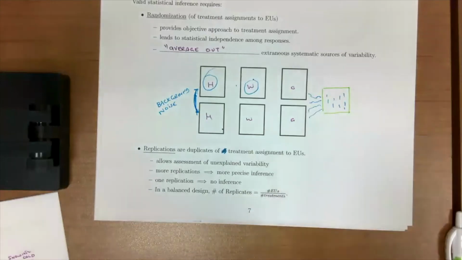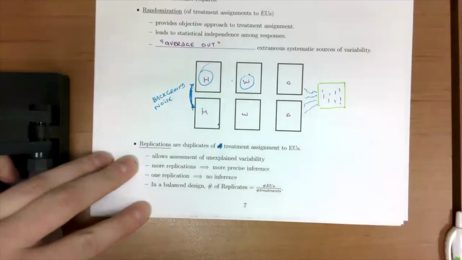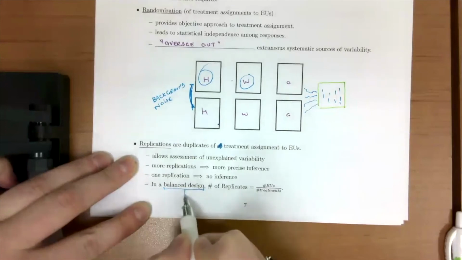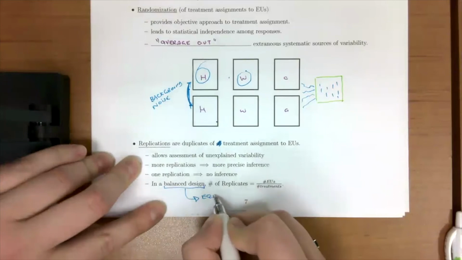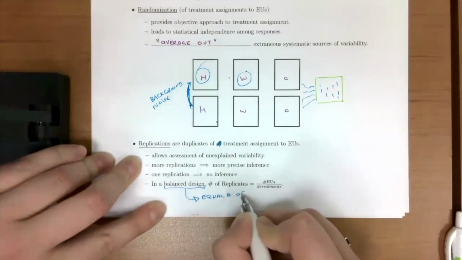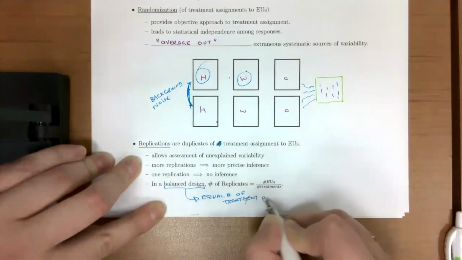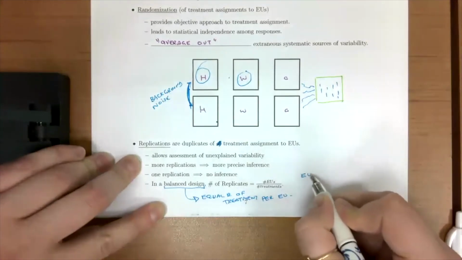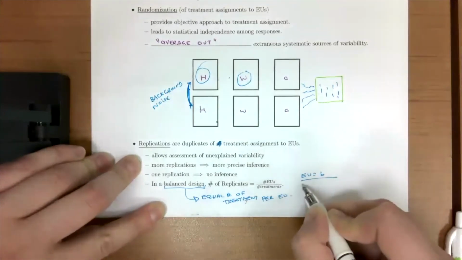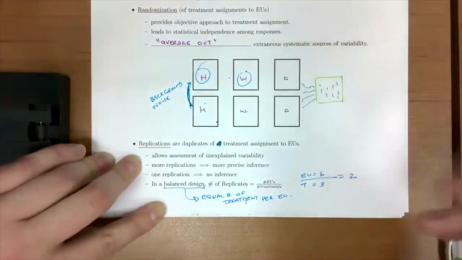Also, as a note, in a balanced design, the number of replicates is the number of EUs over the number of treatments. A balanced design is an equal number of EUs per treatment. In this case, our number of EUs is 6, and our number of treatments is 3, so we have 2 replicates, which makes sense. We have 2 hot, 2 warm, 2 cold.